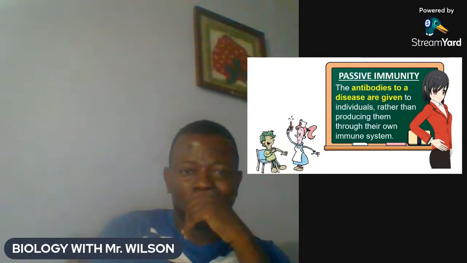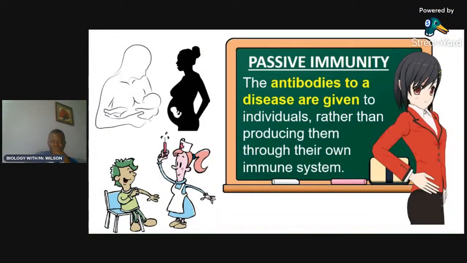Here we have examples of passive vaccine there we're seeing, and of course a mother with the fetus, and we're seeing a mother breastfeeding.